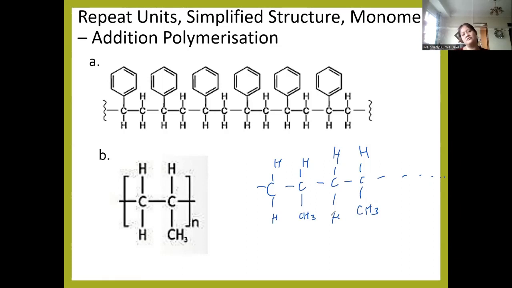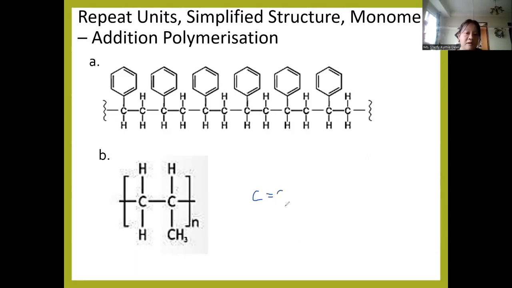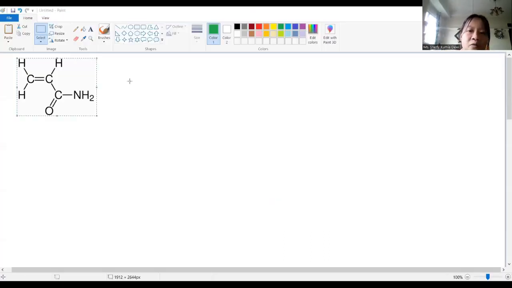How about if I ask you, what is the monomer? This is the repeating unit, right? How about if I ask you to draw the monomer of this one? Remember, it always has a double bond. Sure, it has 4 carbon each. Yeah, that is the monomer, acrylamide. So if I want to make polyacrylamide from this one, I will draw like this.